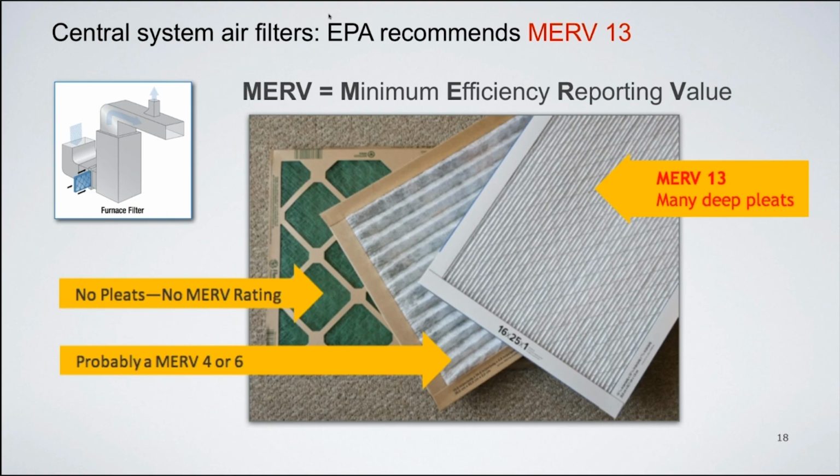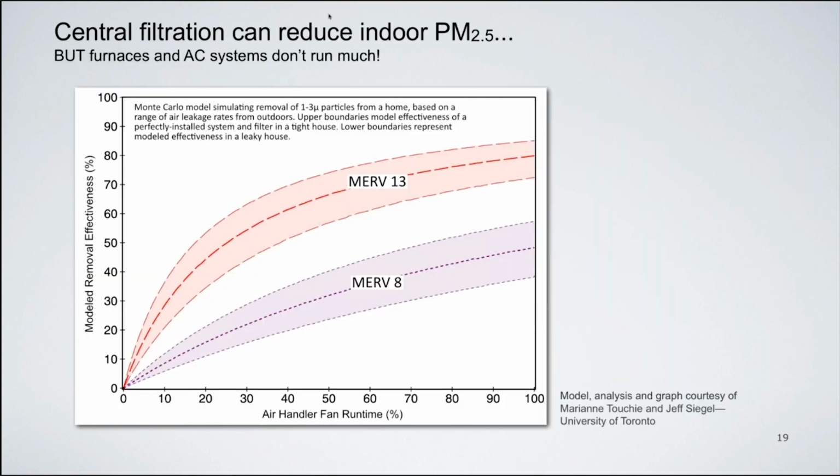So, why MERV 13 in more depth? This is the result of a Monte Carlo simulation of roughly 1 million different scenarios, varying everything from the infiltration rate into a house to the efficiency of the air distribution system in the house, to the coverage of the air distribution system in the house, to the air leakage into and out of the duct system of the house, of the central system. Roughly 1 million different simulations for each type of filter, a MERV 13 filter versus a MERV 8.